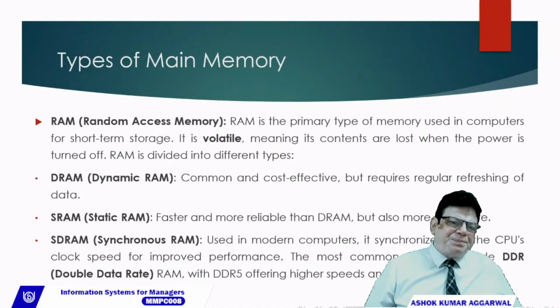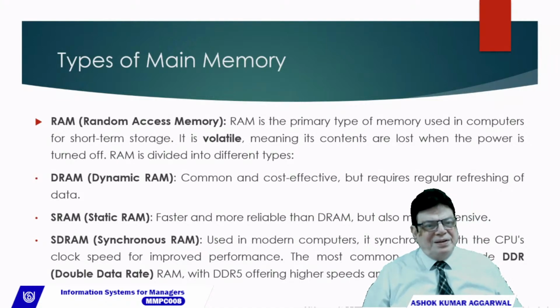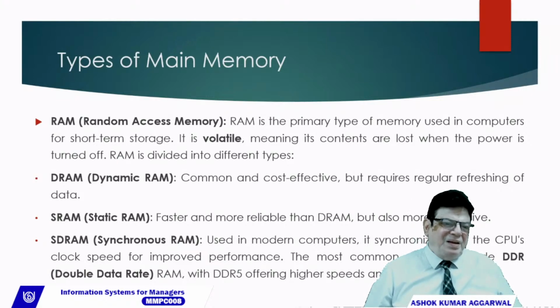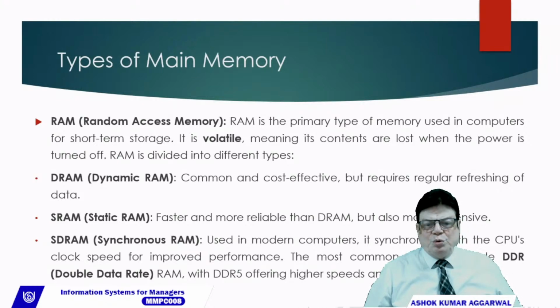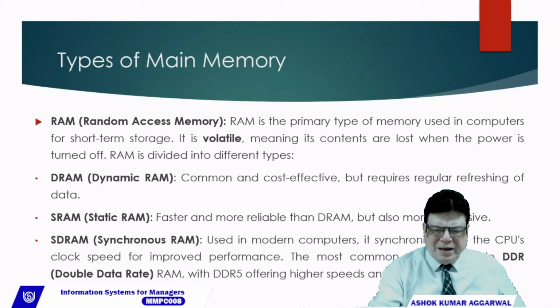SRAM, static RAM, is faster and more reliable than DRAM, but also more expensive. SDRAM, synchronous RAM, is used in modern computers. It synchronizes with the CPU's clock speed for improved performance. The most common versions include double data rate RAM with DDR5, offering higher speeds and capacity.